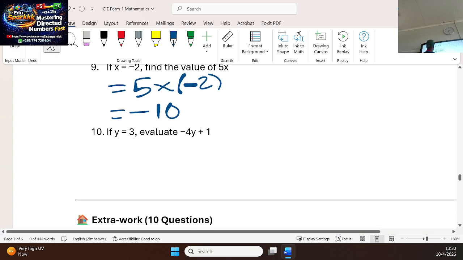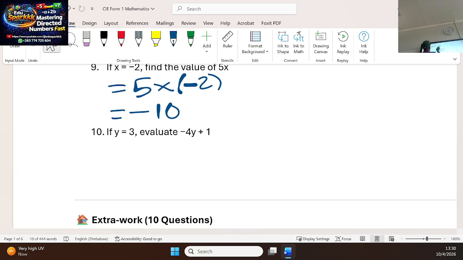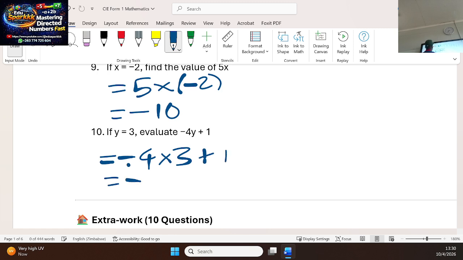Moving to number 10: if y is 3, evaluate -4y plus 1. This is the same as substituting. It's -4 multiplied by whichever value y takes. Here y is positive, so it's multiplied by 3, plus 1. Now I'm multiplying negative and positive. The result is -12 plus 1. So finally, -12 plus 1 gives us -11.